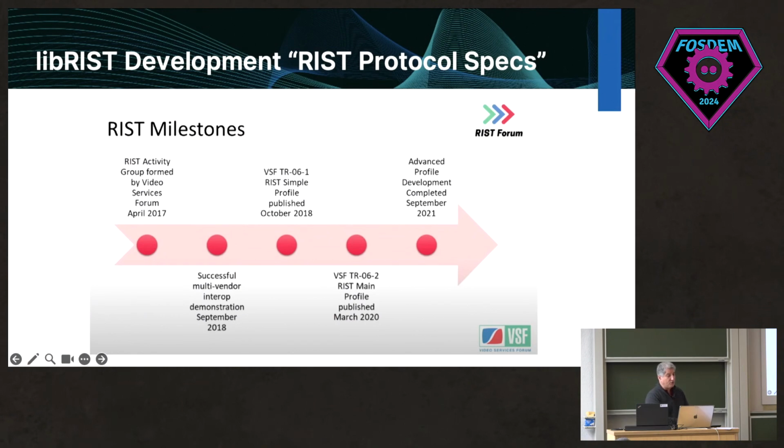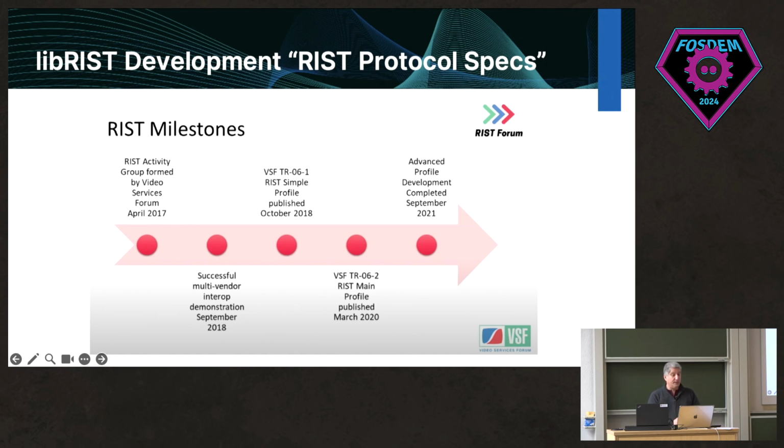Okay, so let's do a brief recap of the beginning of the protocol. In 2017, the VSF Forum created the RIST activity group for the purpose of creating a unified, interoperable protocol for transmission of IP data over lossy networks. The requirements were that it needed to be based on the UDP protocol, and it needed to include negative acknowledgement retransmission requests. So 1 year later, after a successful multi-vendor interop event, the simple profile specification was published. You can see that in the bottom, right?